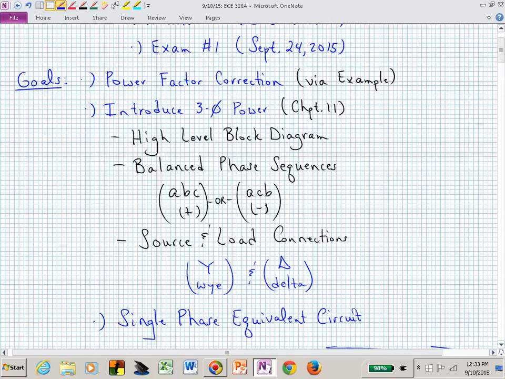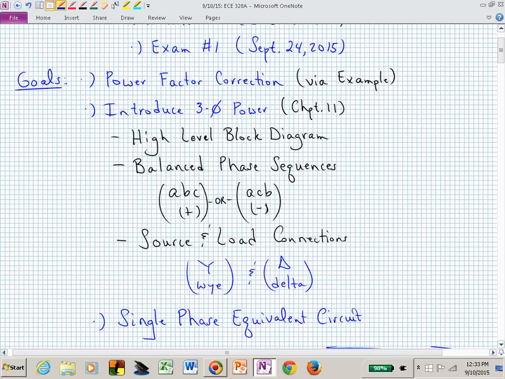As you've learned already, we get very creative with our labeling in electrical and computer engineering. We have three phases in three-phase power, and we call them A phase, B phase, and C phase. A, B, C. And whether we say ABC or we say ACB, that indicates what kind of phase sequence it is, whether it's a positive phase sequence or a negative phase sequence. ABC is positive, ACB is negative.